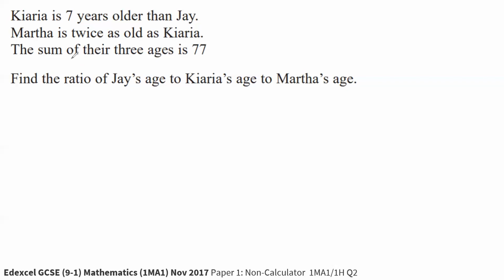We've got three different people here, three different ages and various different information to tell us how old they are relative to each other. So the best way of doing this is to start by calling one of these X, and then we'll work out using algebra what each of their three ages are.